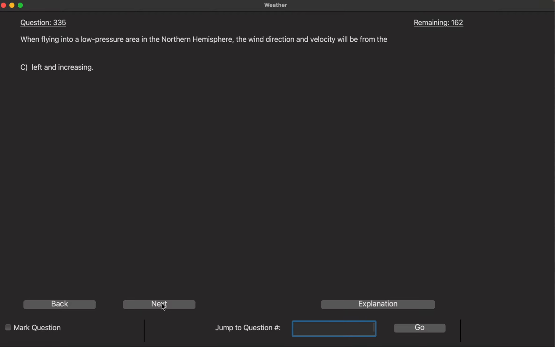When flying into low pressure area in the northern hemisphere, the wind direction and velocity will be coming from the left and increasing. So flying into a low pressure area, the wind's going to be going to the left and increasing. The general circulation of air associated with high pressure area in the northern hemisphere is outward, downward, and clockwise. High pressure area is outward, downward, and clockwise.